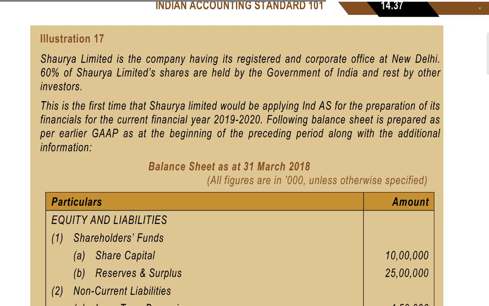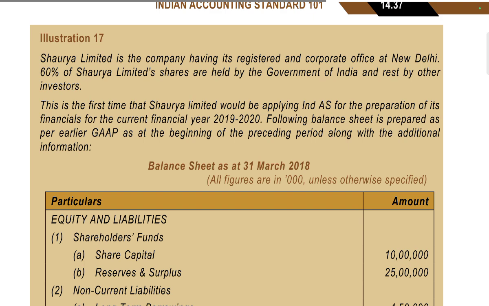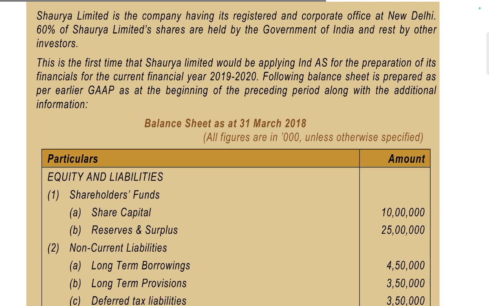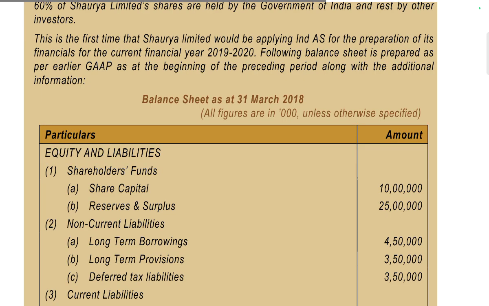Shaurya Limited is a company registered with its corporate office in New Delhi. 60% of Shaurya Limited's shares are held by the Government of India and the rest by other investors. It is the first time Shaurya Limited is applying Ind AS for the preparation of financials for the current financial year, for the balance sheet report as per the previous GAAP.